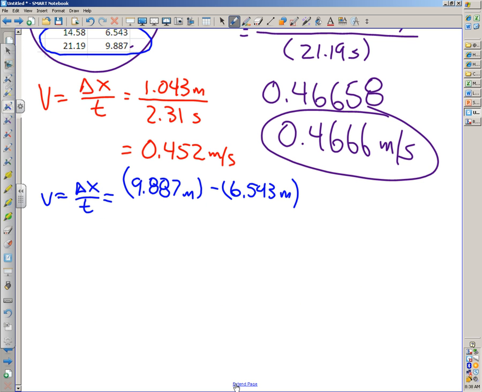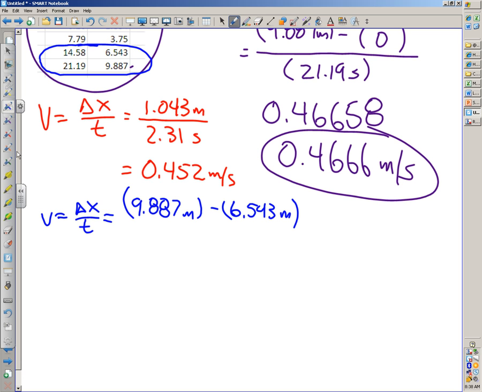Does that make sense? And then I also need a what? Time. I need a time. But I don't want the whole time, I just want the time over which this displacement occurred. So how am I going to figure that out? Rachel? 21.18 minus 14.58, which is 6.6. Okay? And so, now you can run that through your calculator, and you can get an average velocity that occurred from tape mark 4 to tape mark 5.